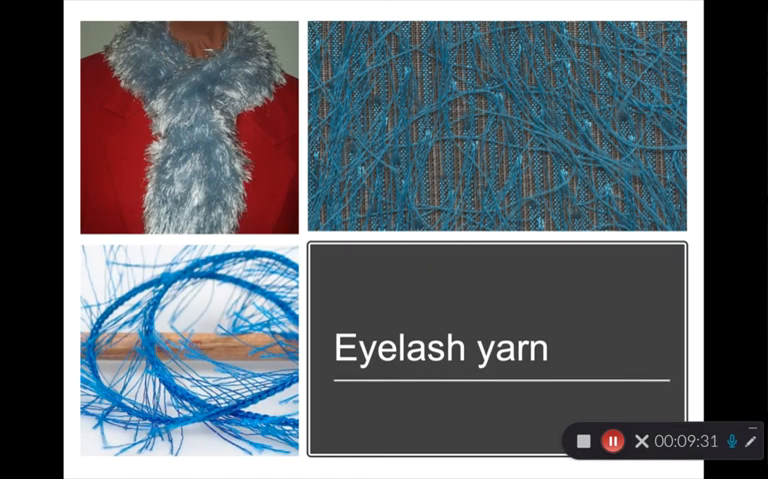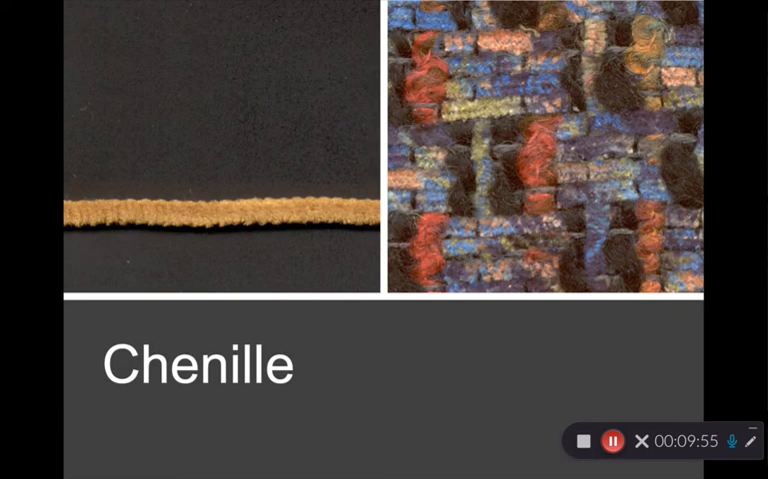Eyelash. So eyelash is where yarn has actually filaments or fibers coming off of the surface of it. So it has loose yarns on the surface that come out and create a much larger pile, so it can imitate a kind of fake fur in that manner.